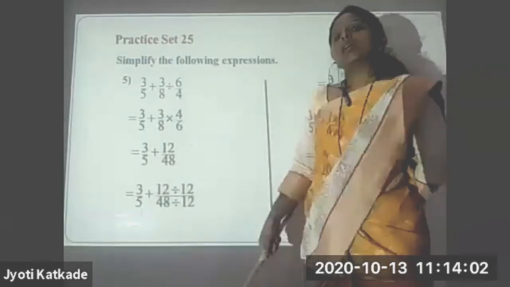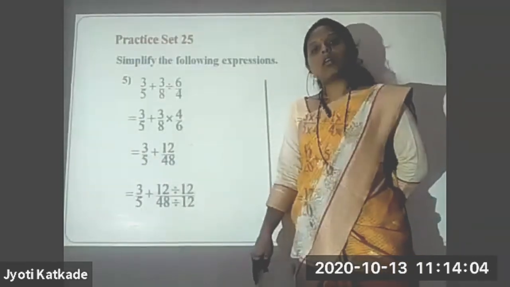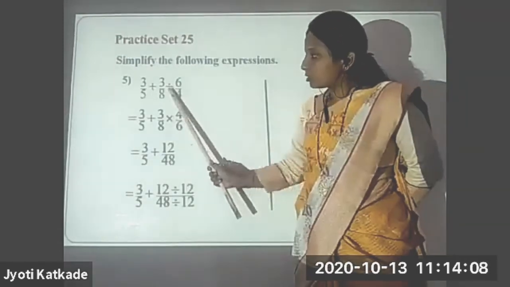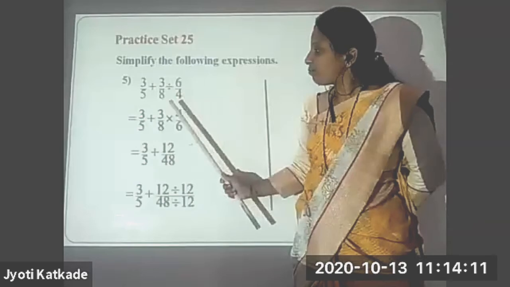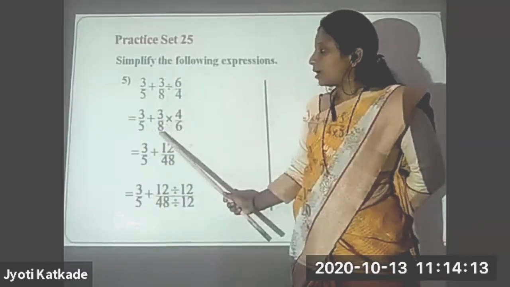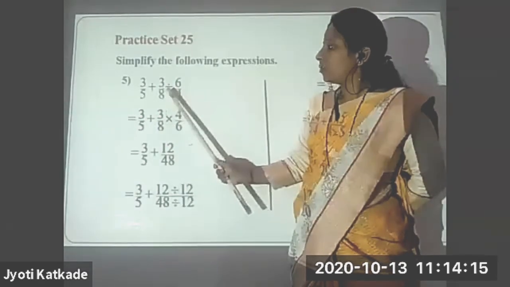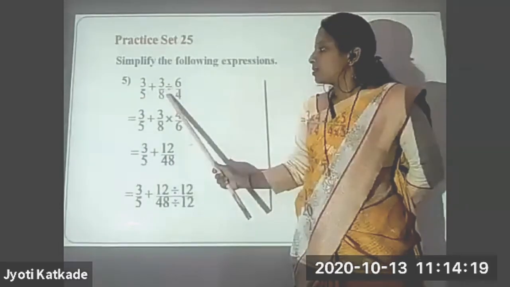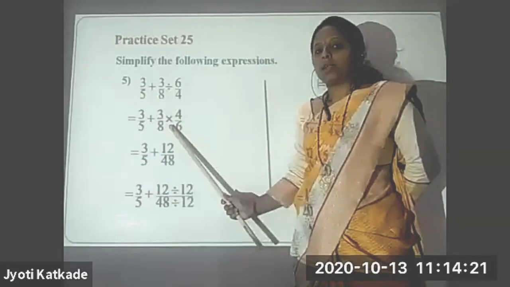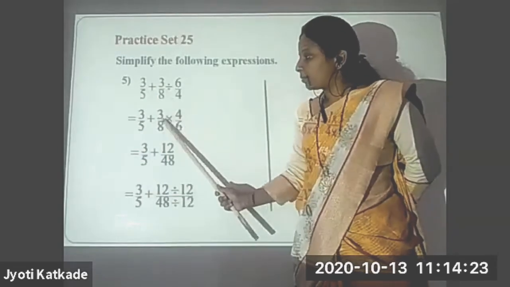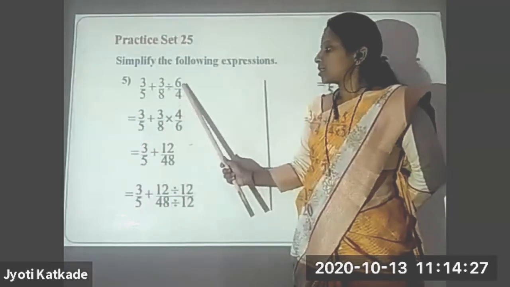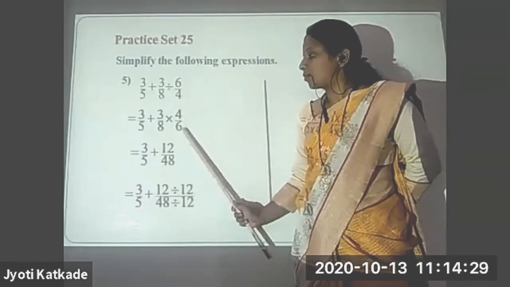I think we have studied this in operations on rational numbers. How to solve this division of rational numbers? Take 3 divided by 8 and take the inverse. Division is the inverse of multiplication, so instead of this, take multiplication here. And when we take multiplication, take the reciprocal of this number, that is 6 upon 4. We put here 4 upon 6.